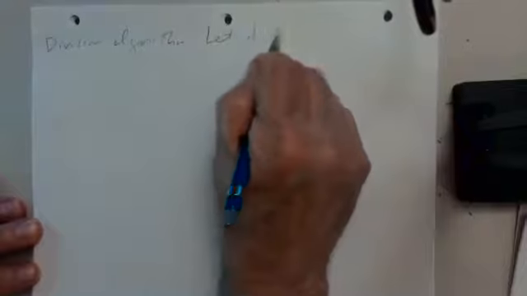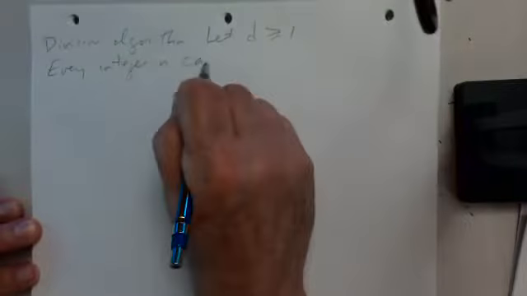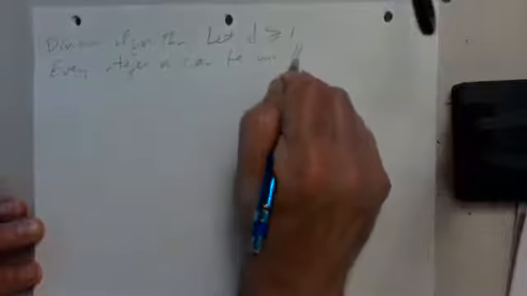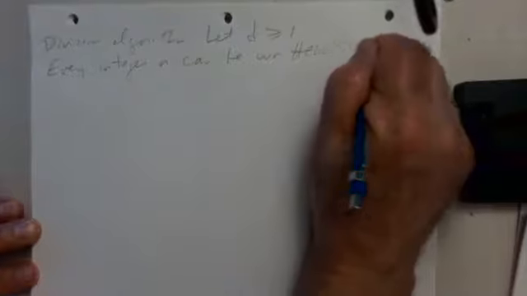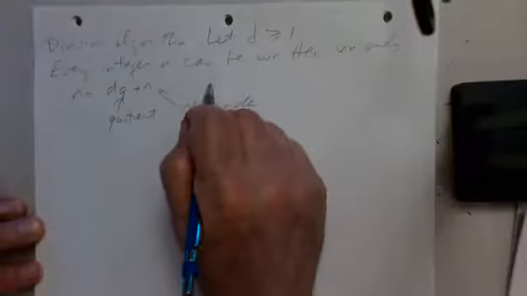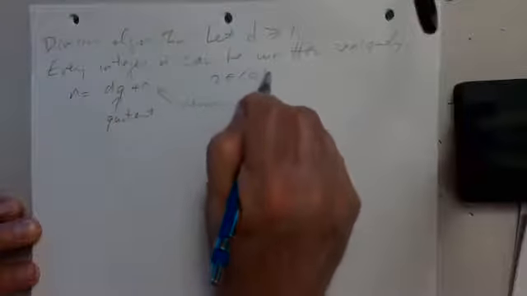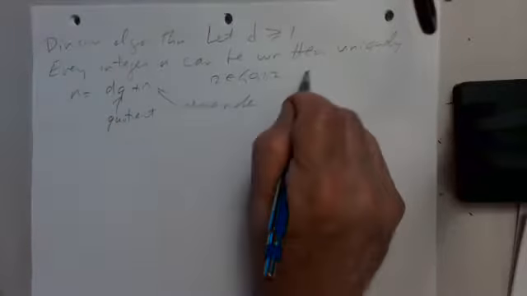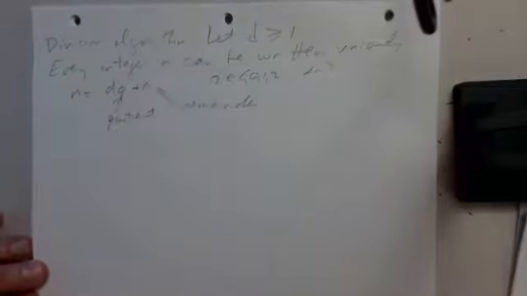Let d be a positive integer. Every integer n can be written uniquely in the form n equals dq plus r, where q is the quotient, r is the remainder, and what uniqueness means is when you divide by d, the remainder is an integer between 0 and d minus 1. That's all. That's the division algorithm.